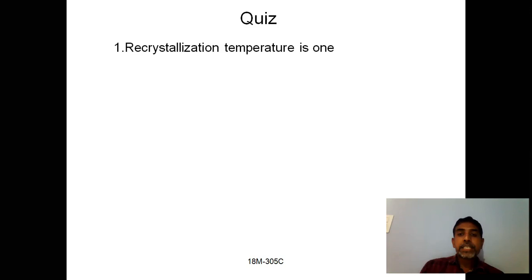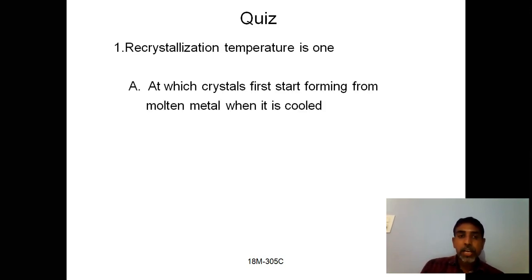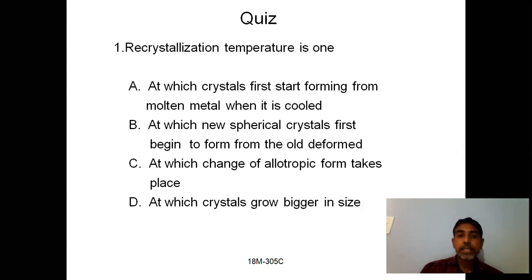See, the first question: recrystallization temperature is... What is meant by recrystallization temperature? The options given are: at which crystals first start forming from the molten metal when it is cooled; at which new spherical crystals begin to form from the old deformed ones; at which change of allotropic forms takes place; at which crystals grow bigger in size. Which is the answer?